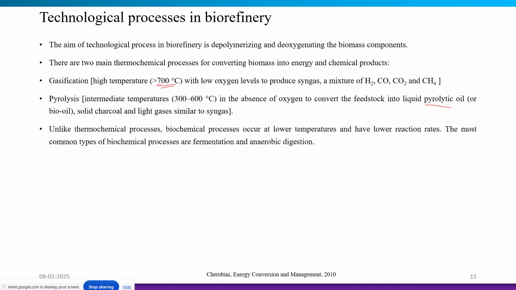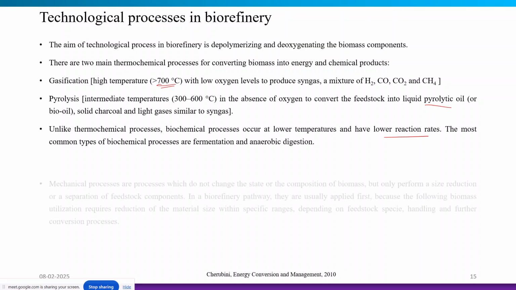Unlike the thermochemical processes, the biochemical processes occur at a low temperature and have a lower reaction rate. So the biochemical process takes days to complete conversion of the feedstock into the desirable product. This is a very slow process, whereas the thermochemical process is very fast. The most common types of biochemical process are fermentation and anaerobic digestion.